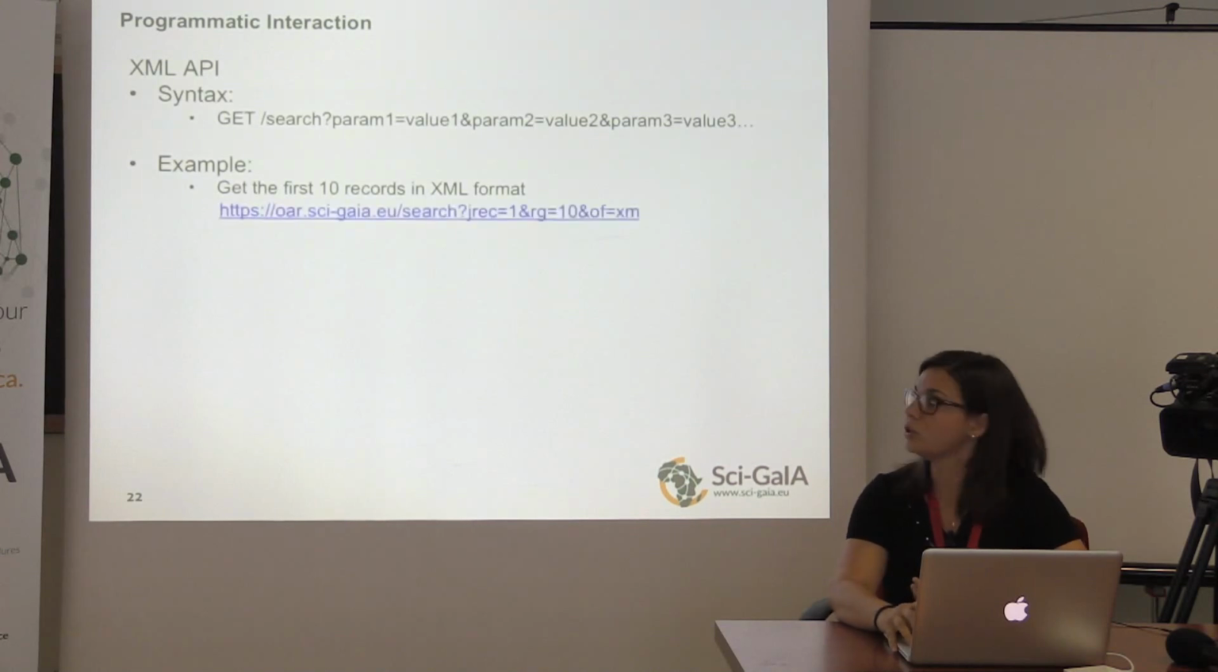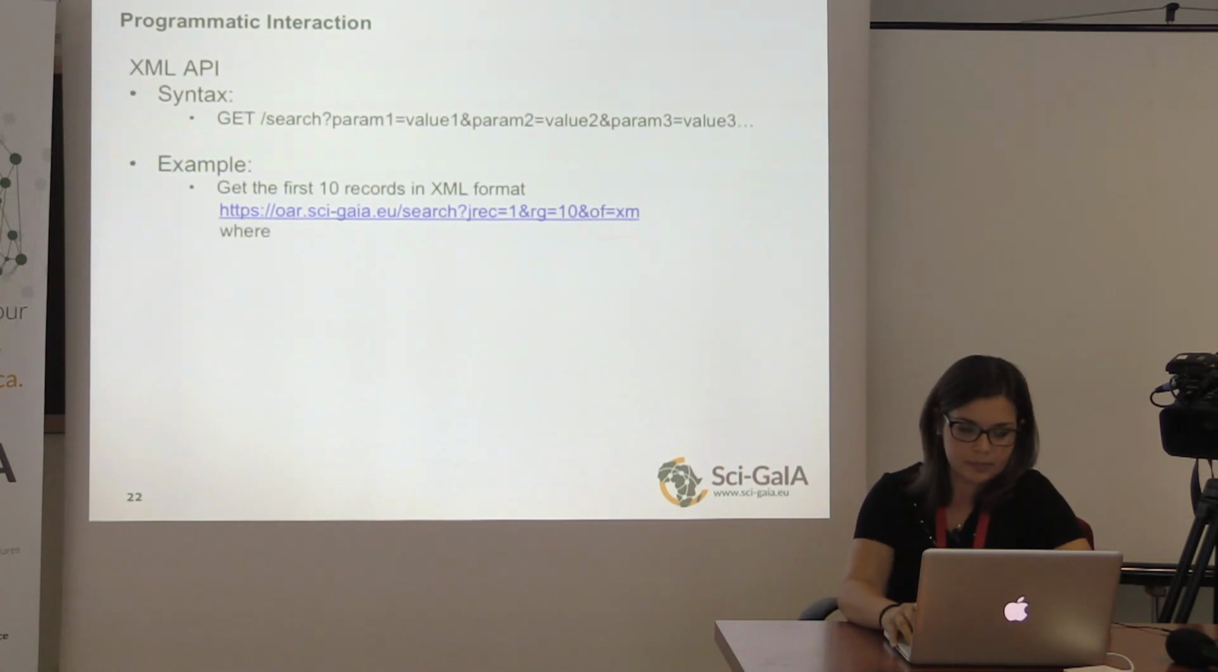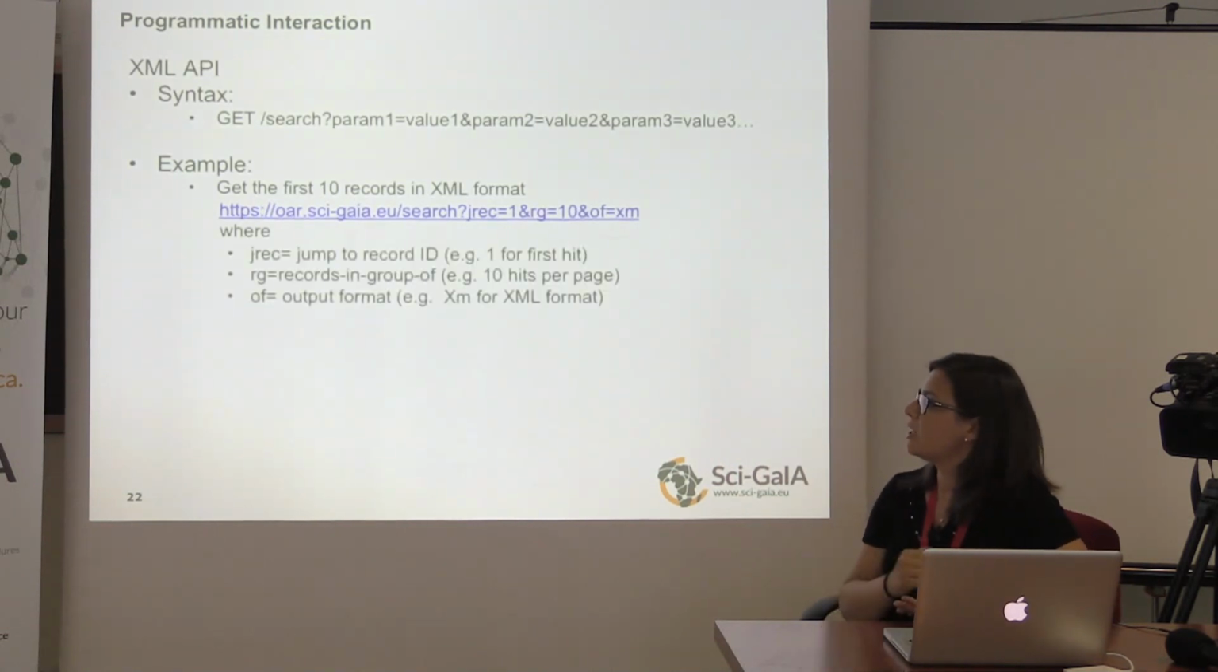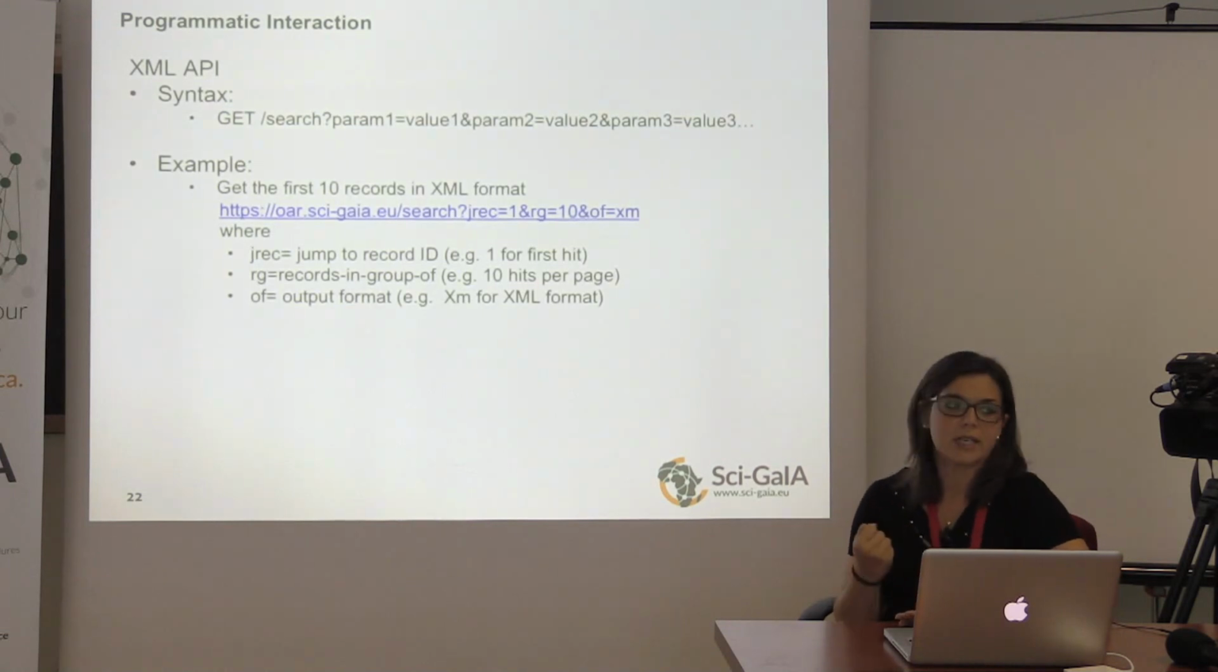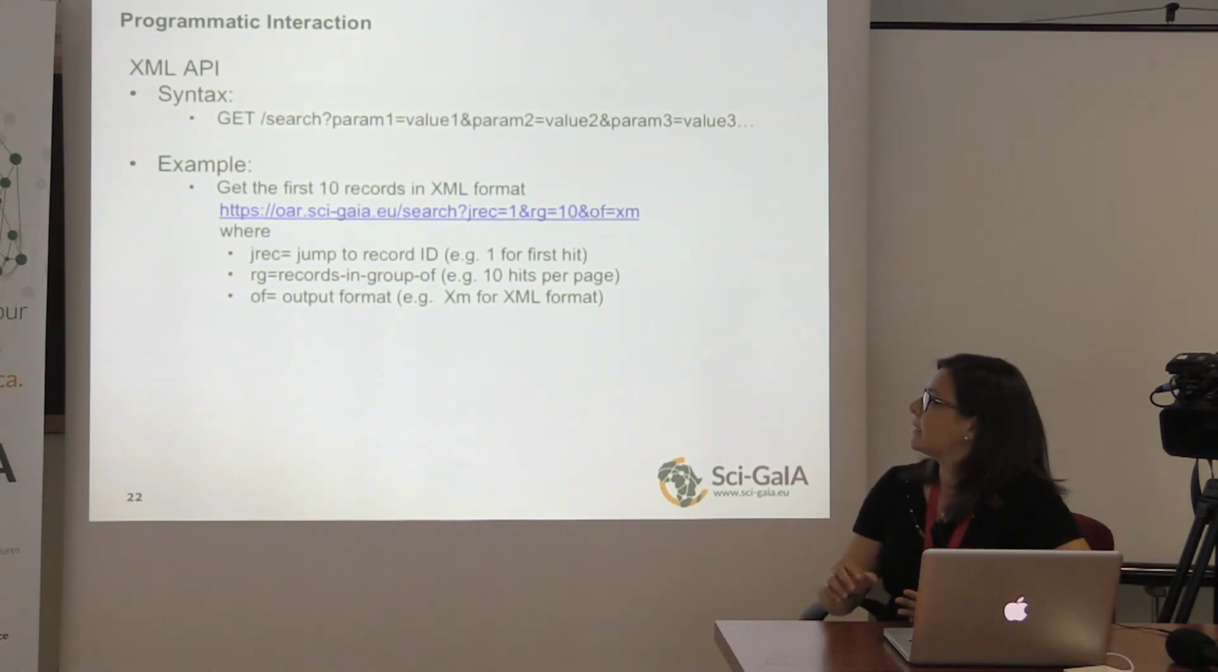To do this, we have to use this request, where we use the JREC param that stands for jump to record. For example, the one for the first hit. RG stands for records in group of, and for example, 10 hits per page. And the param OF stands for output format. And in our case, it is XM format to retrieve the output in XML format.